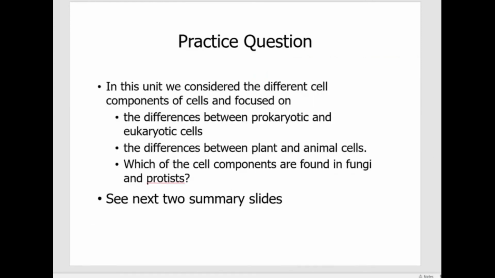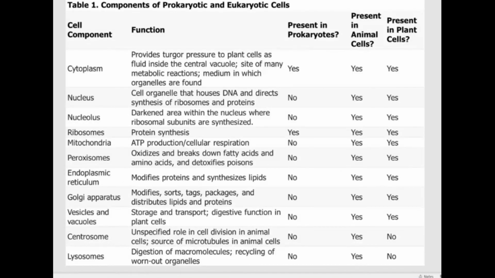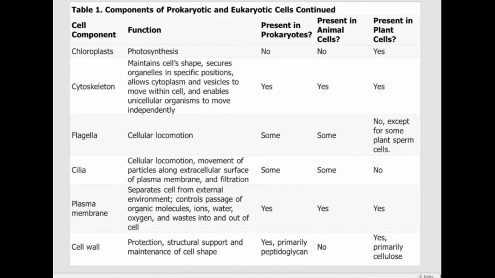These are some practice questions. You can go through them and let me know if you have any questions. And then the last two are just a quick summary, listing the functions and where you can find each structure in animal cells, plant cells, or prokaryotic cells. Okay, so you can look through the table. It's very useful.